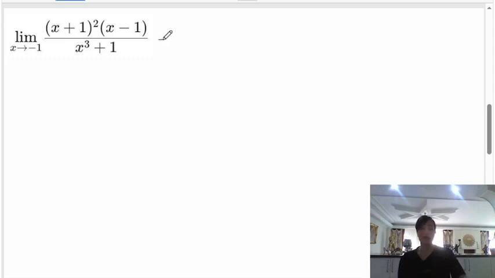So I substitute -1 for numerator and denominator. If I substitute -1 for the numerator, I will have (-1 plus 1) to the power of 2, and here (-1 minus 1). The first parenthesis gives me 0, and 0 multiplied by any parenthesis gives me 0. So the product of the numerator gives me 0. I will go for the denominator.